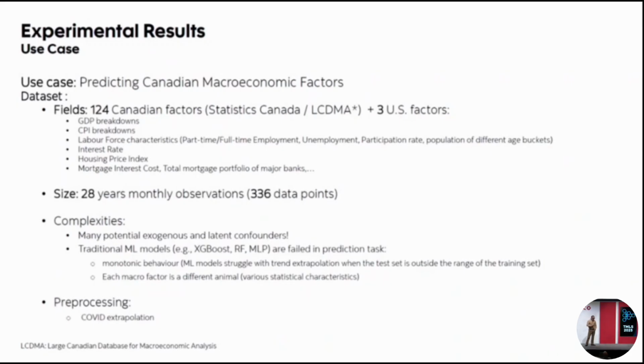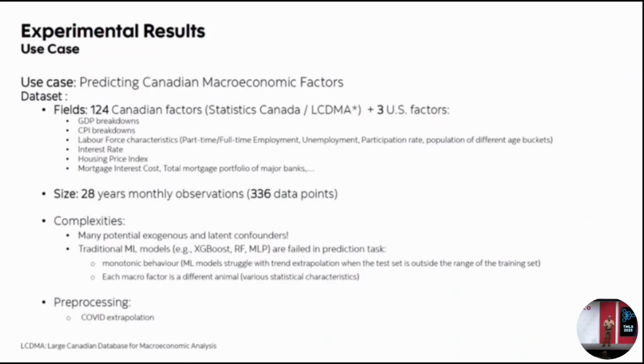To show the results, we use a dataset that's used for predicting Canadian macroeconomic factors. It's available online. We use 124 Canadian factors plus 3 US factors. The data comes from Statistics Canada. The data include GDP breakdowns, CPI breakdowns, consumer price index, labor force characteristics, interest rate, housing price index, mortgage interest costs, and so on. The size of the data is 20 years of monthly observations.